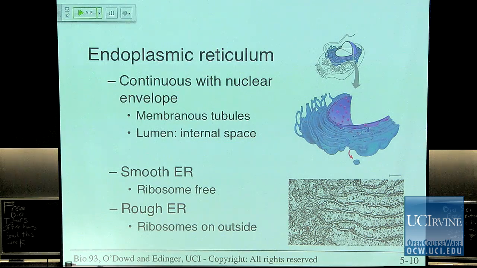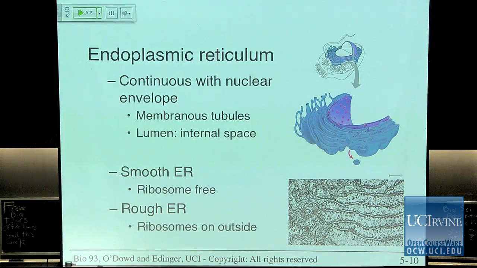Let's look at the endoplasmic reticulum in a little bit more detail. This comprises about half of all of the membrane in a cell, and it's continuous with the nuclear envelope. It's a series of membranous tubules, as illustrated here, and the lumen is the internal space, so that's where proteins are synthesized into if they're going to be secreted proteins.